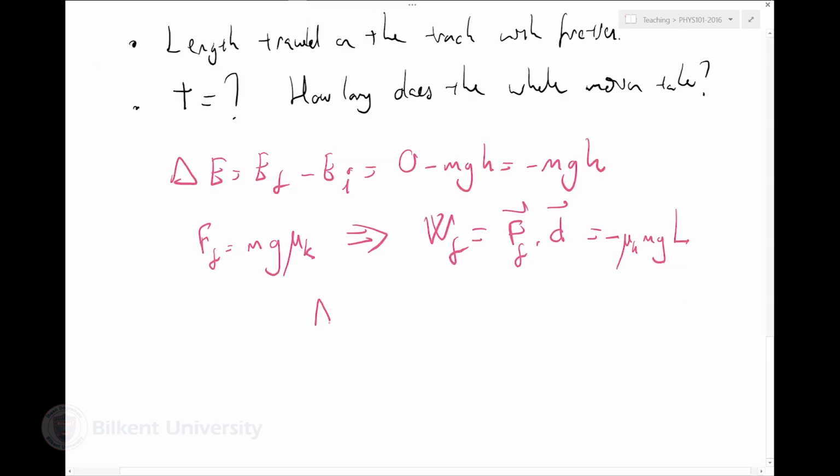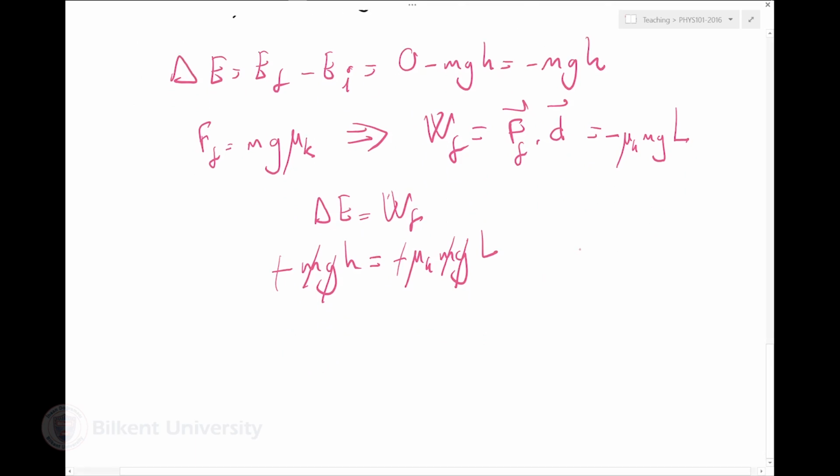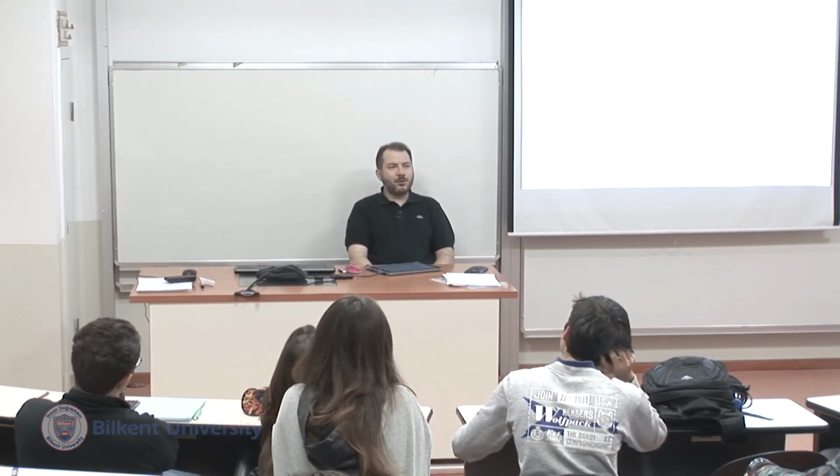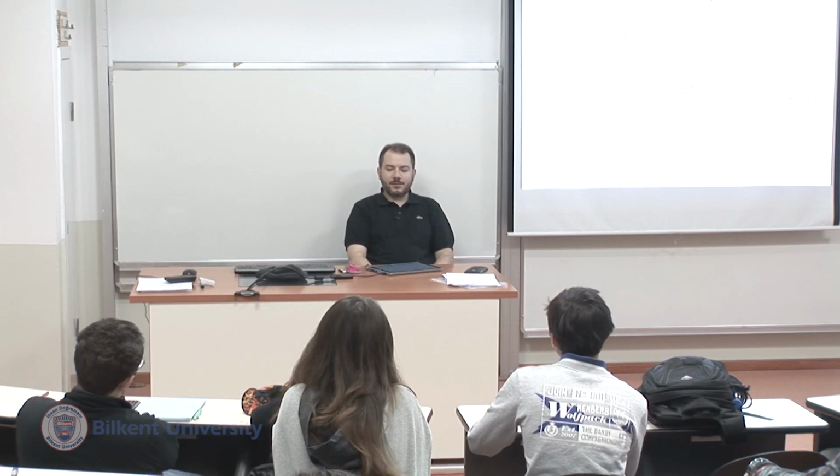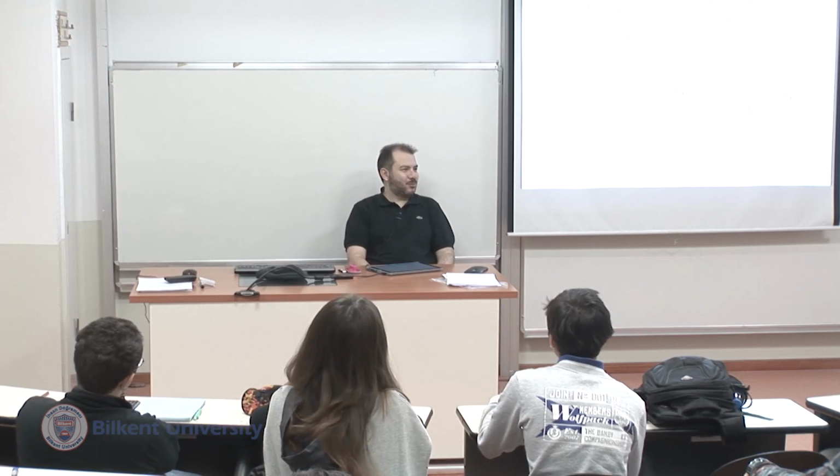Let's equate these two. Delta E is equal to work done by friction: minus mgh is equal to minus mu k mgL. G's cancel, minuses cancel. So apparently L is just h divided by mu k. Did I reach my goal? Yes. How about units? What's the unit of mu k? It doesn't have units, and h and L are both meters.